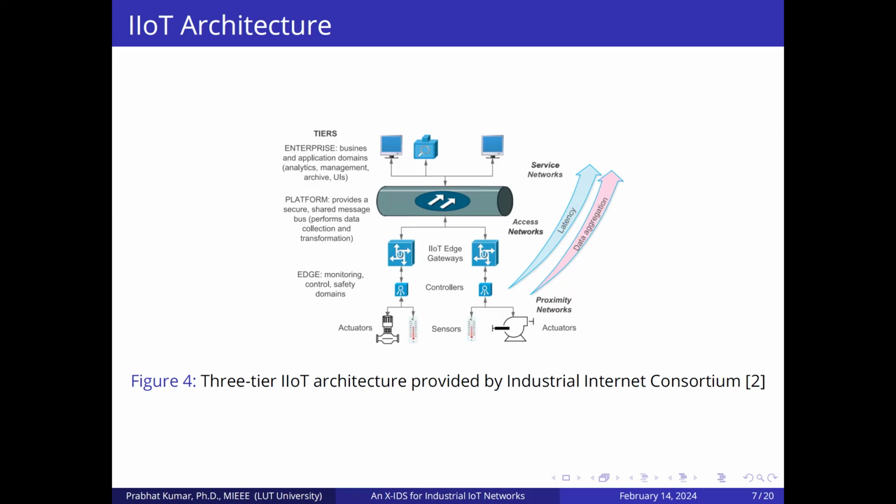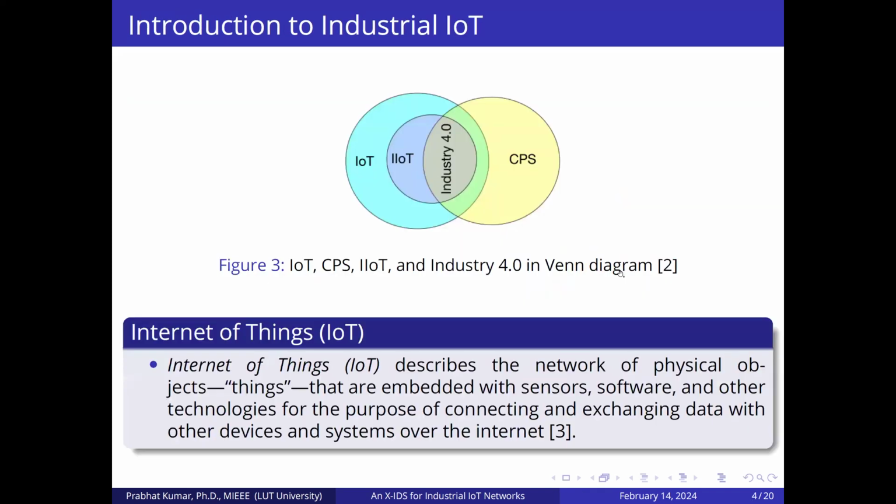Yes, we can say IoT is the enabling technology for Industry 4.0. If you see the previous Venn diagram, Industry 4.0 sits between IoT and cyber physical system. So the whole Industry 4.0, the yellow shaded part, you can see it is under IoT only. So it actually uses IoT as its core technology.